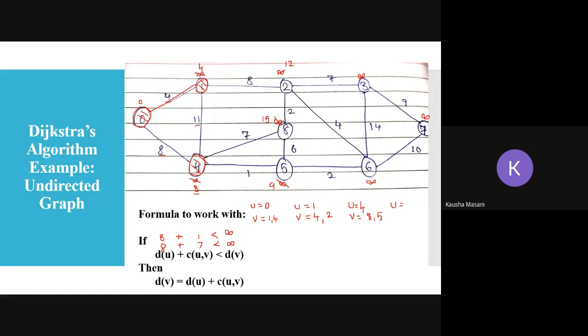Correct, 5. The reason is vertex 5 has the shortest distance among all the existing non-visited vertices. Okay, so your u value is vertex 5. What is the v value for vertex 5? List it out.